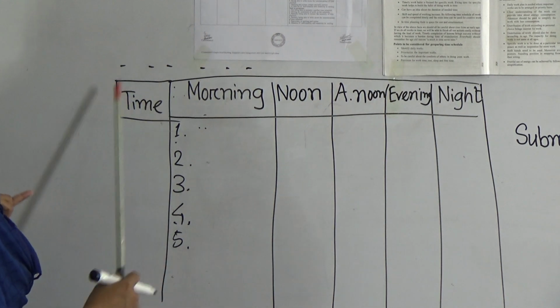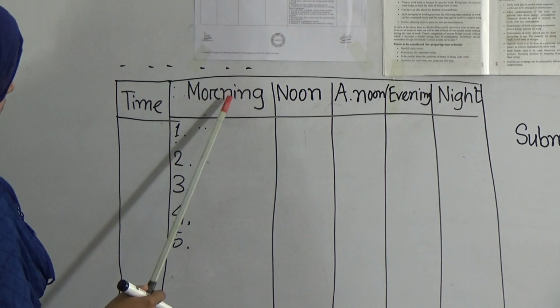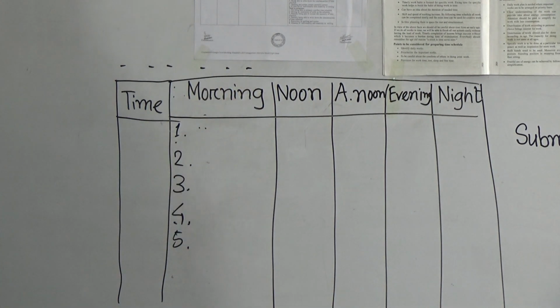And if you are not interested in making a chart, as I said at the beginning of the class, you can write morning, noon, one by one according to your wish.